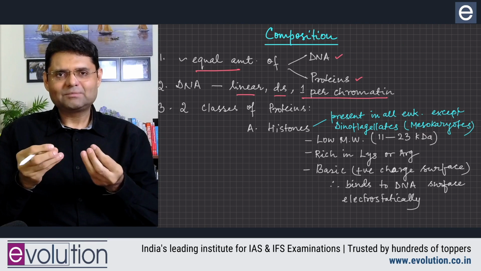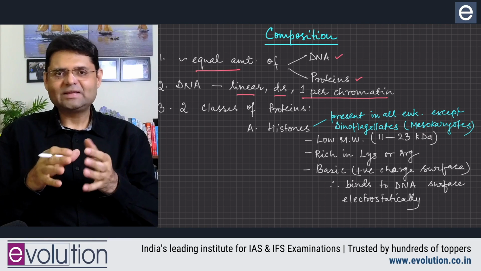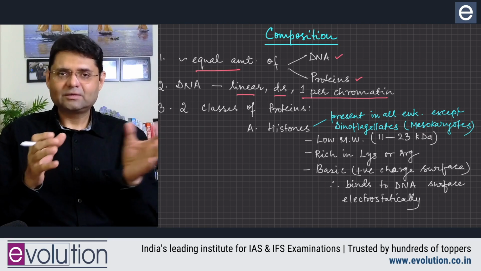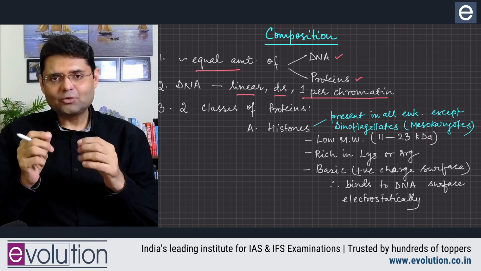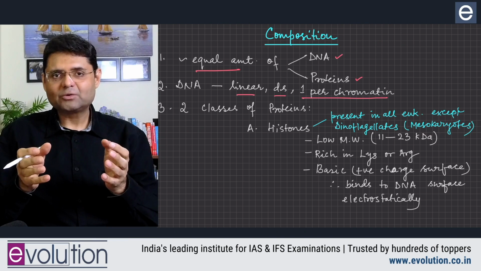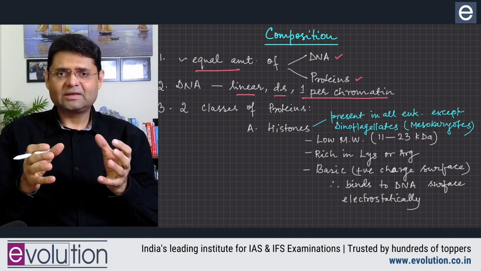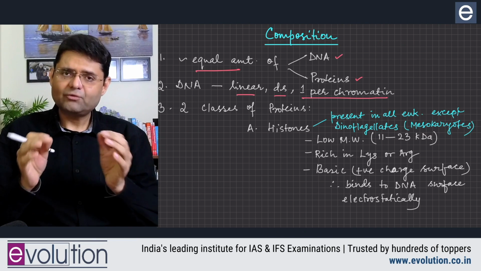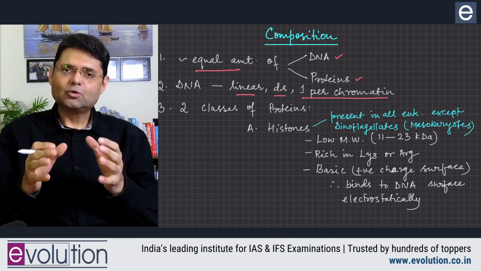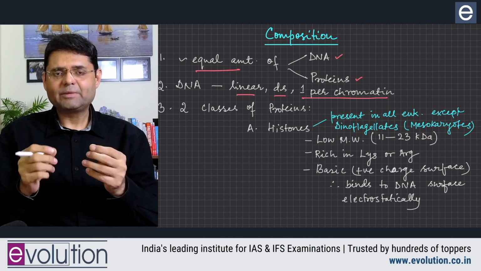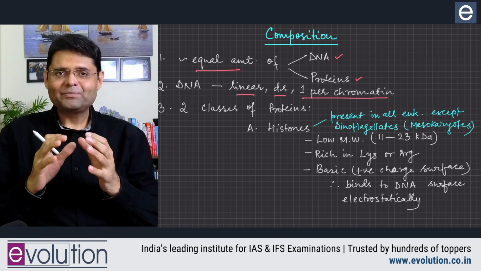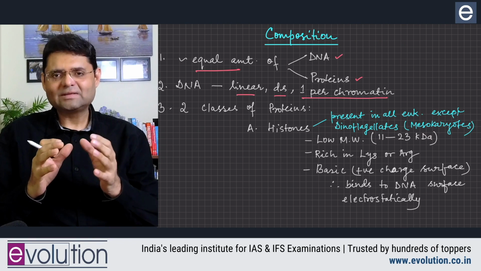Then some of the core information about histones: they are low molecular weight proteins. Be specific. Someone else is writing low molecular weight, and you are writing low molecular weight, 11 to 23 kilodalton. Who do you think is going to get more marks? Is it very difficult to remember? The answer is no. If you have paid attention, you will be able to remember. A lot of students who score well, who get selected, remember these tiny little details. So if you remember, it is going to pay you very rich dividends.